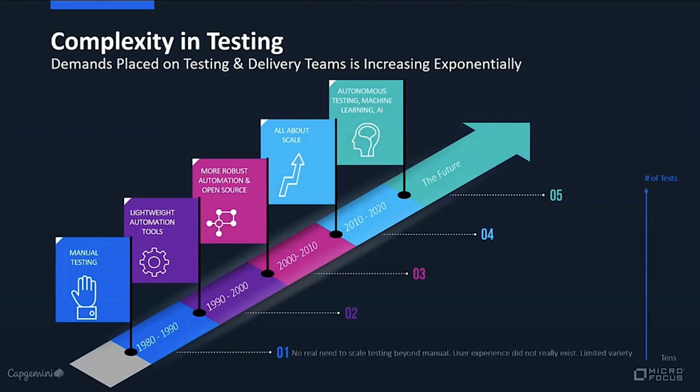If you look at the early 80s, it was all about manual testing, because there was no need to scale beyond manual. There was no real user experience, due to the fact that there were only limited varieties of application endpoints. Hence, maybe just a handful of test cases should have been sufficient for the testing purposes.